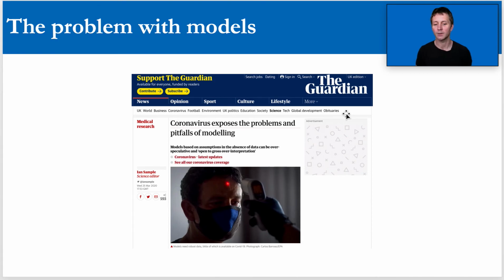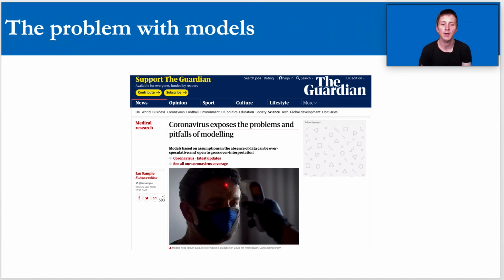There's a really good Guardian article, I'll put the link in, that exposes some of the problems and pitfalls of modelling. That's not to say that modelling isn't useful, it's absolutely essential, but that we have to be aware of its limitations. And most importantly, models need data to back them up.